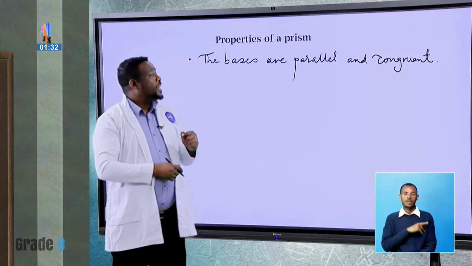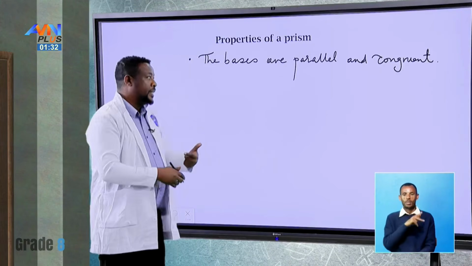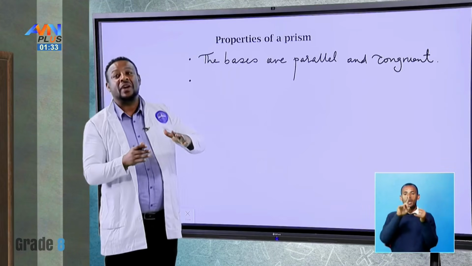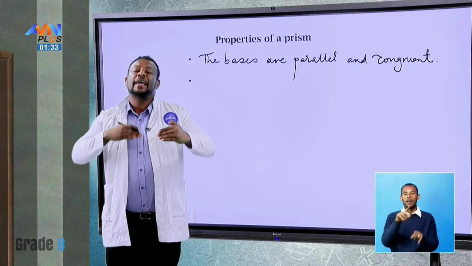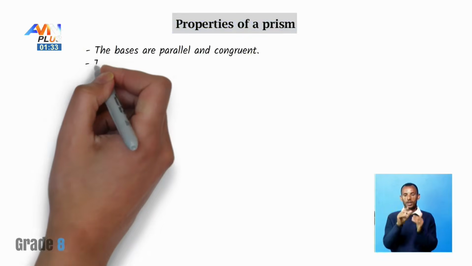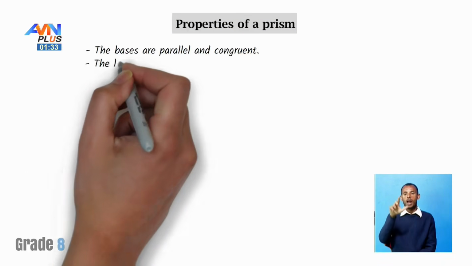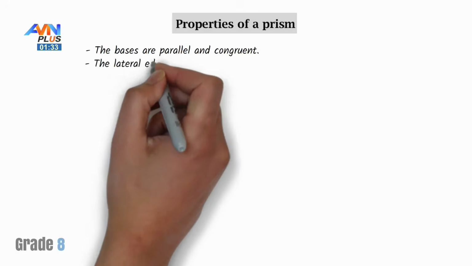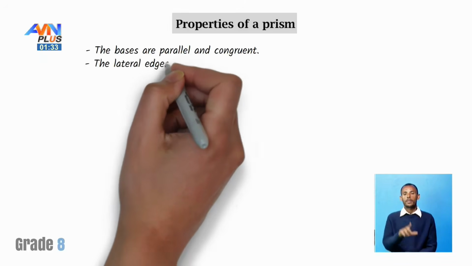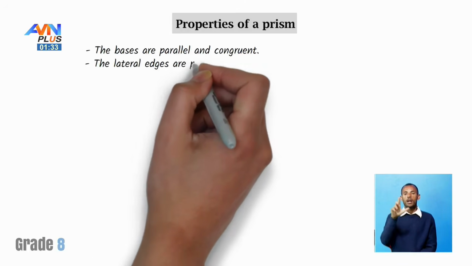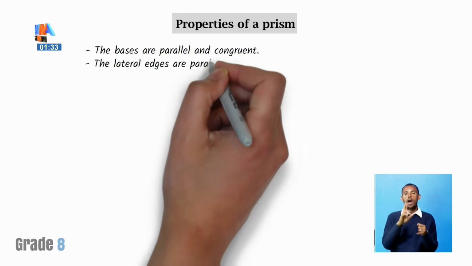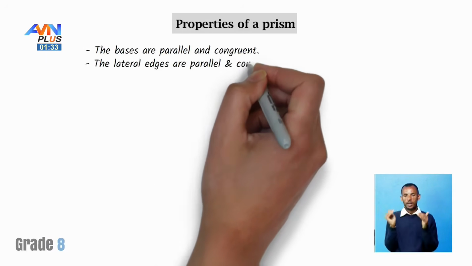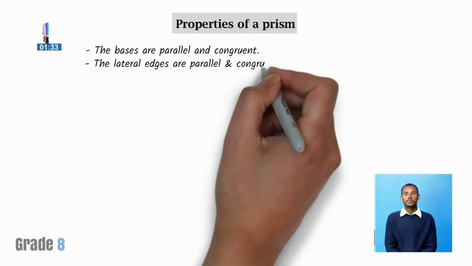The second property of a prism is that the lateral edges are parallel and congruent.